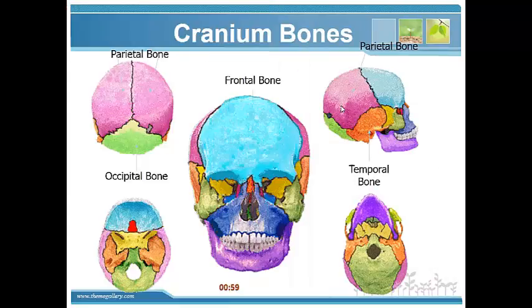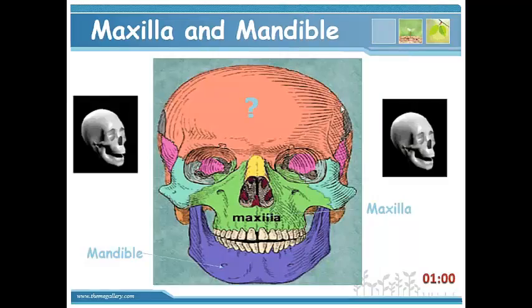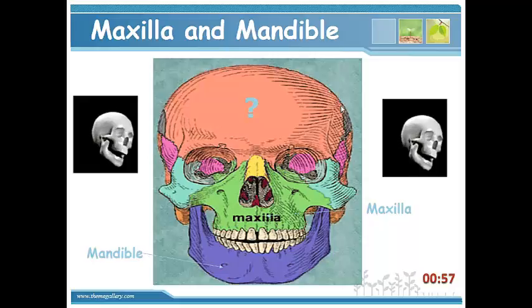Now we look at the skeletal bones. First, we'll start with the head. The skull has different plates of bones: the parietal bone, occipital bone and temporal bone, and then the maxilla and mandible. The mandible is considered the only movable joint inside the head.